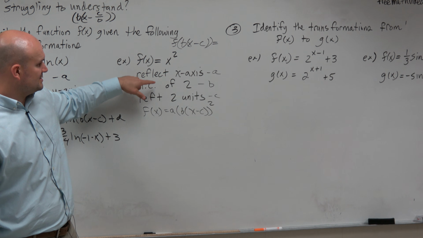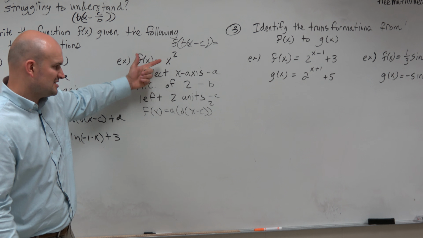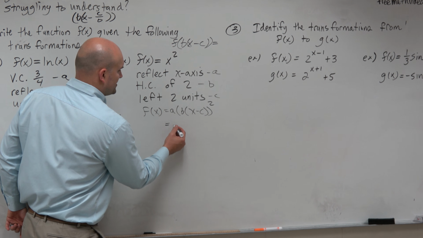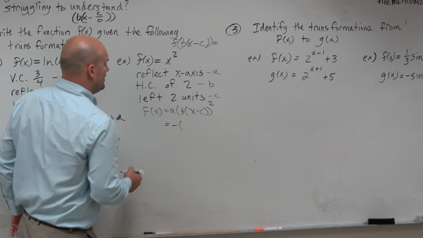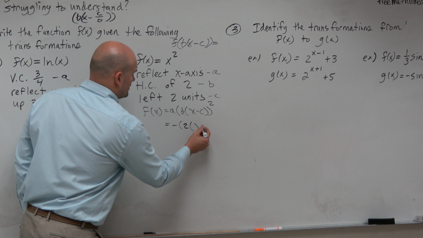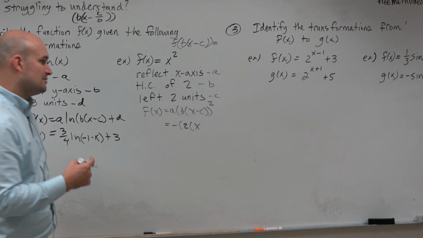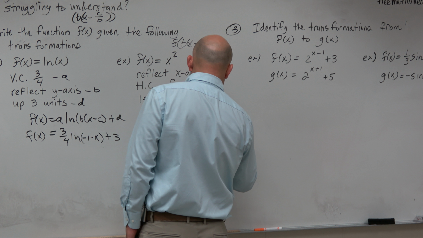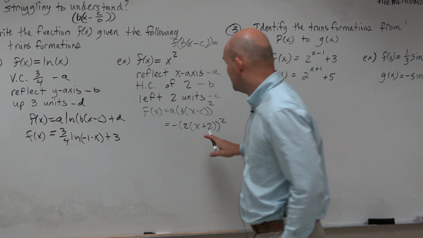So then we go back and we say, all right, what's a? Well, if it's reflect the x-axis, that means it's just going to be a negative. So we can just write -1 or a negative. Our b, if it's a horizontal compression of 2, then obviously we can write a 2. And then if it's left 2, that means we're going to be adding, right? OK, that is correct.